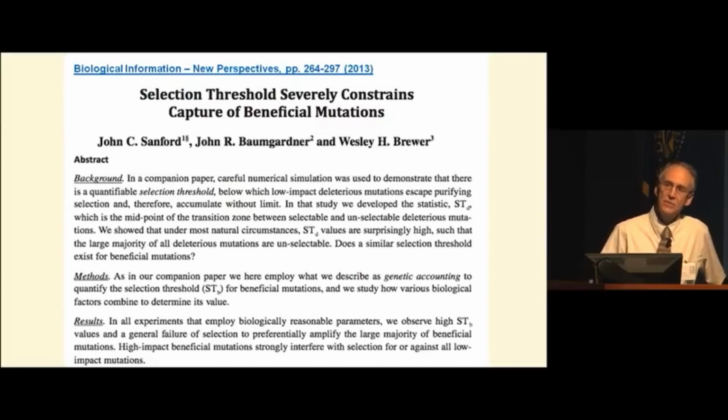But that symposium addressed the question, what is biological information? Secondly, where does it come from? How does it arise? And thirdly, can it be sustained, or is biological information inherently subject to entropic decay? And so one of the things we found and published in that proceedings was that most beneficial mutations are too subtle to be selected. They're invisible to natural selection.